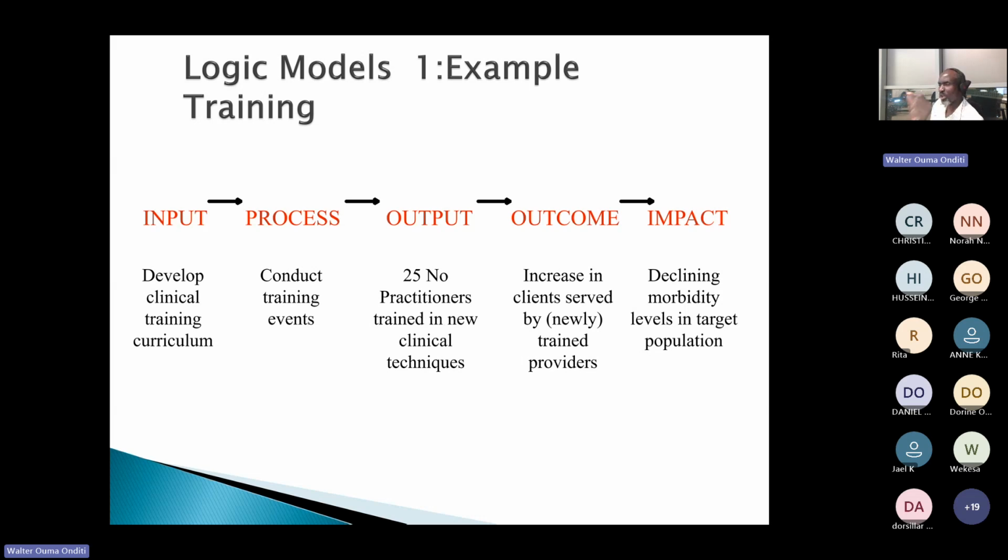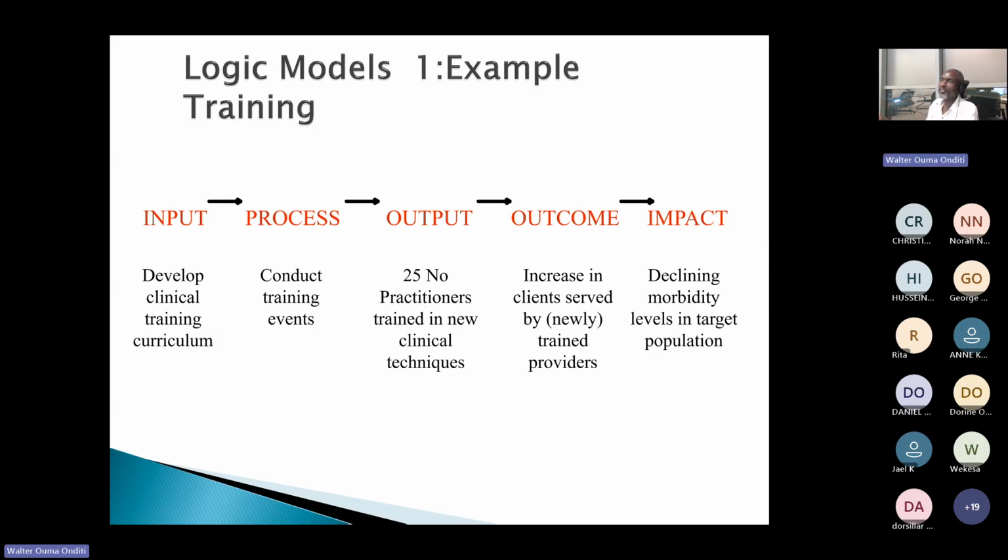So in your own view, if we increase the number of professionals in health facilities who are highly trained, if we increase clients served by newly trained health providers, do you think this may contribute to declining morbidity as one issue? What's your thought? It's not exhaustive, it's just one example that I put in. I have several examples. Maybe this is not your line, but what do you think?